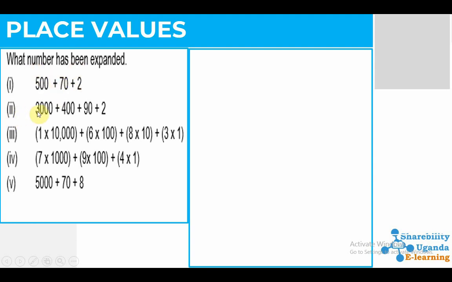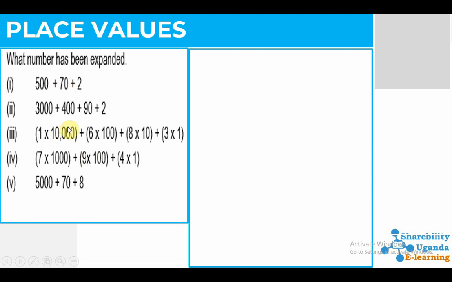Here there is also another one: 3,000 plus 400 plus 90 plus 2. Then it is 1 times 10,000, 6 times 100, 8 times 10, and 3 times 1. There is also this one. So who can do this one? Who can come up with this?